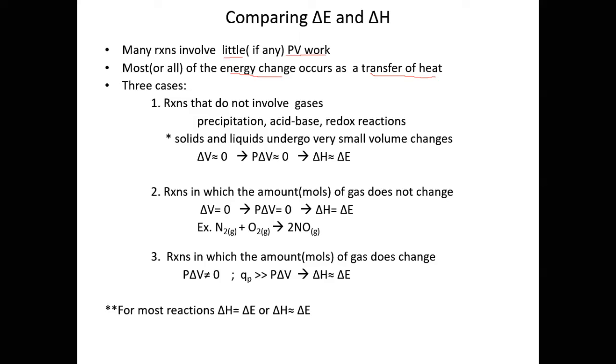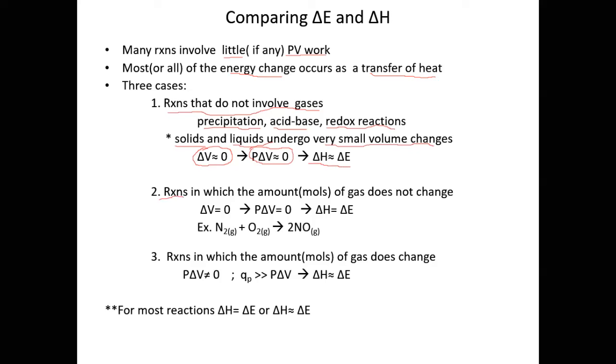There are three types of chemical reactions we're going to look at. The first type are reactions that don't involve gases, such as precipitation reactions, acid-base reactions, and redox reactions. As we know from earlier chapters, solids and liquids have very small volume changes. So we can approximate delta V to be zero, which means the work is zero, and therefore delta H is approximately delta E. If you know delta E, you can find delta H.